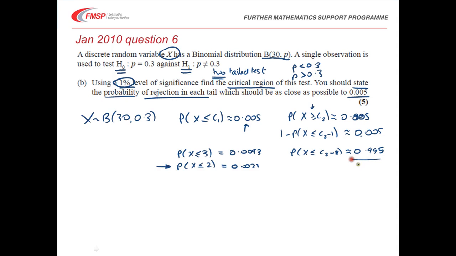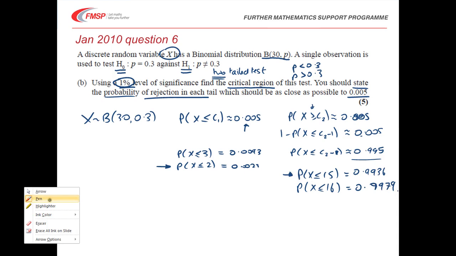We do the same, looking for values that straddle 0.995. So that's going to be the probability of x being less than or equal to 15, and the probability of x being less than or equal to 16. So less than or equal to 15 is going to give me a value of 0.9936, and this one is going to give me a probability of 0.9979. And again, this one here is going to be closest.